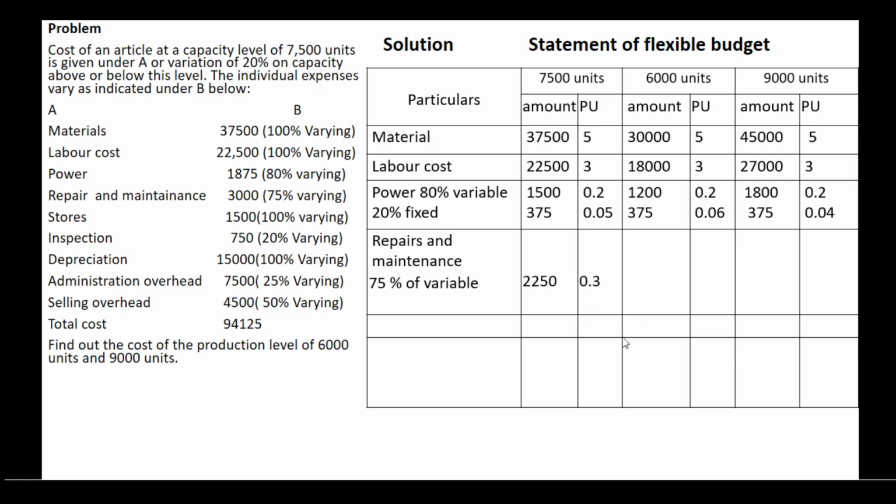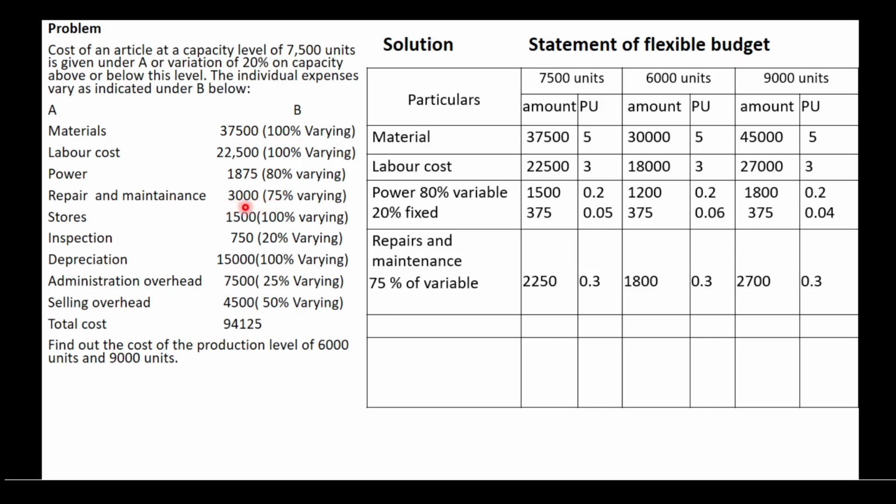7500. The cost per unit is 0.3. And the next, for the 6000 units, the variable cost per unit is the same, that is 0.3. So this 0.3 into 6000 units, the amount is rupees 1800. And for the 9000 units, here also the cost per unit is 0.3. So this 0.3 is multiplied with the 9000 units. The amount is 2700 rupees.